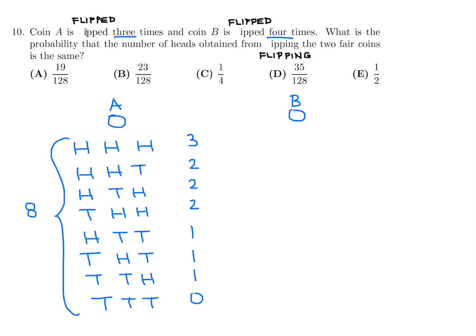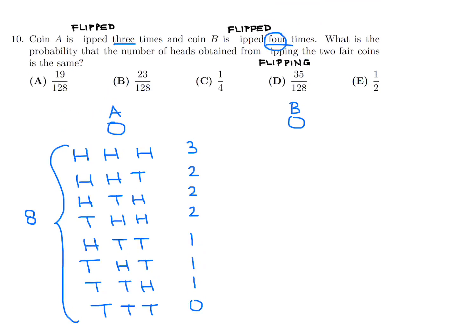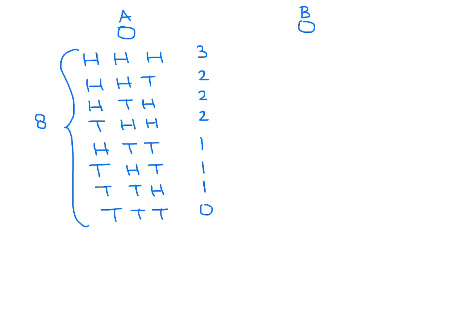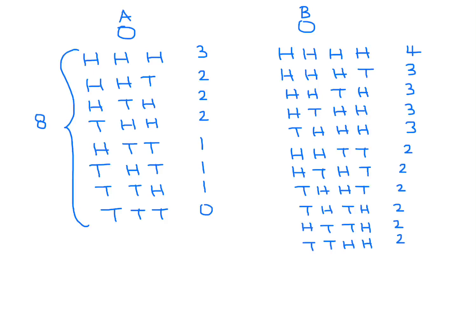Now let's turn our attention to B. B will have a few more because B is being flipped 4 times. It's going to have a few more possibilities. You're going to have H, H, H, H, which is 4 heads. You're going to have 3 heads of the following type. You can have 2 heads, such as H, H, T, T. You can have 1 head of this type, H, T, T, T. And finally, you can have 0 heads if they're all tails, like that.